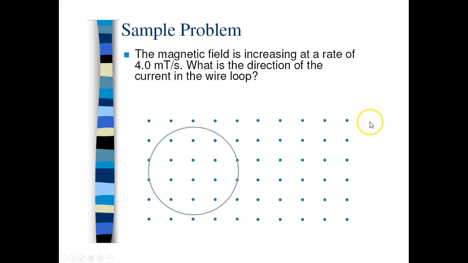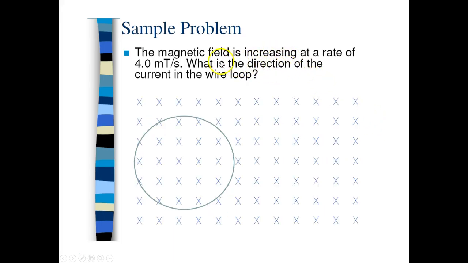Here it says that the magnetic field is increasing at a rate of 4 milliteslas per second. What is the current direction in the wire loop? Notice this time we have a magnetic field that is increasing into the page. So to offset that, we're going to have an induced magnetic field coming out of the page.